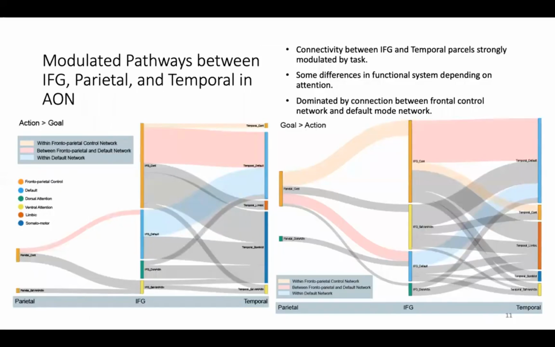Similarly, we want to look at this selective pathway between IFG, parietal, and temporal cortex as well. Here, you can see that most of the modulated connectivity of the IFG is between the IFG and temporal cortex. Further, comparing the left figure to the right, we can see that the functional systems involved depend on whether subjects attend to action or goal. And lastly, these modulated connections are mostly between the frontal control network and the default mode network, as shown in the figure as the colored pathway.